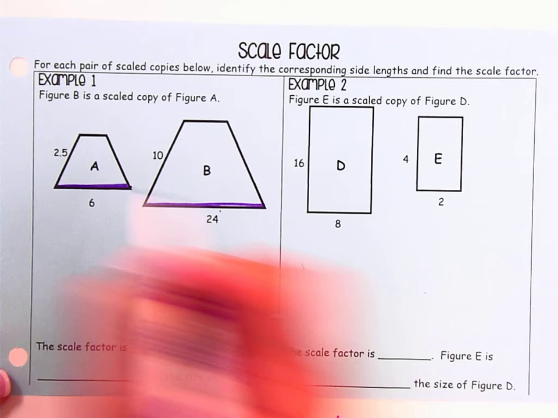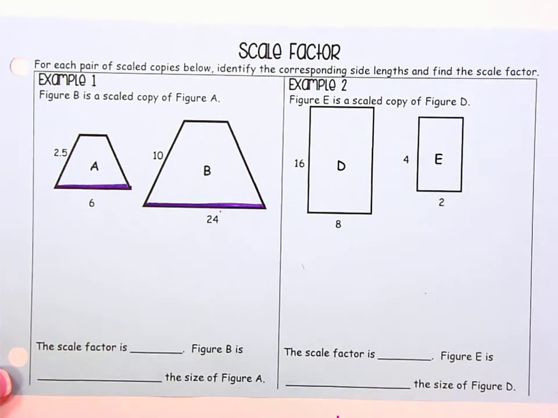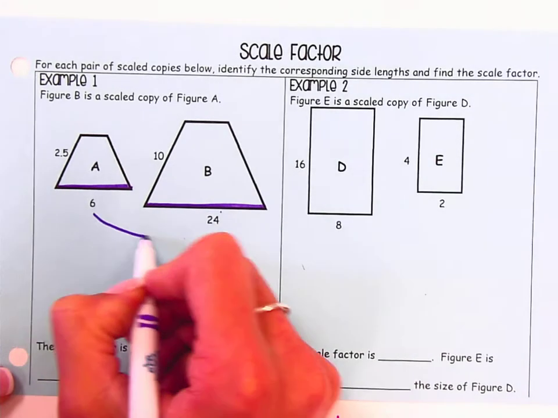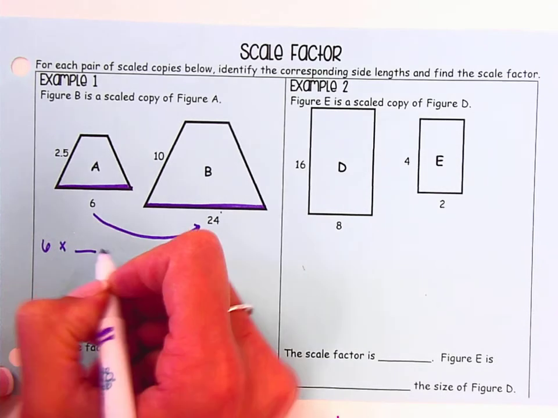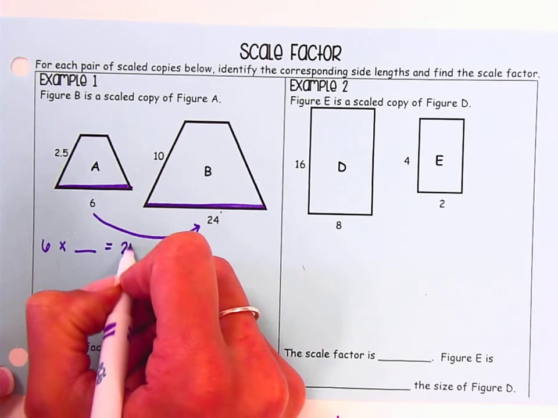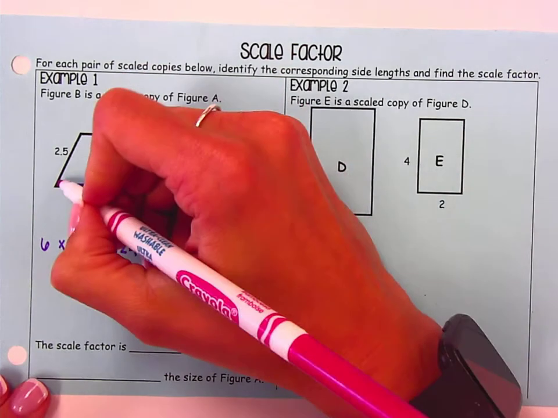So we're going to look at 6, and this corresponds with 24 in our scaled copy. They're in the same place in both figures. So we want to think to ourselves, 6 times what is going to give us 24? Okay. We can think about the same thing in the other corresponding side lengths in our figure.